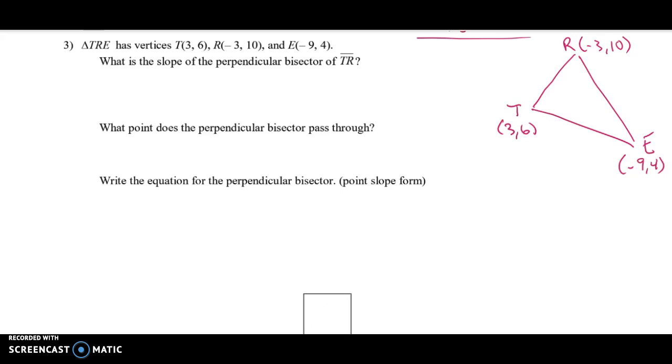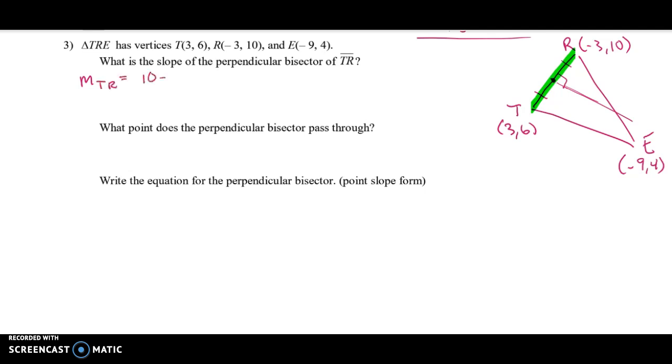So if this is a bisector, it's going to cut this in half, and it's going to be perpendicular. That's the only requirement. Okay, so it cuts that in half and it's perpendicular. So that would be a perpendicular bisector. So if we want to know the slope of the perpendicular bisector, that is perpendicular to TR, we know the slope of TR, we just do the opposite reciprocal. So let's find the slope of TR.